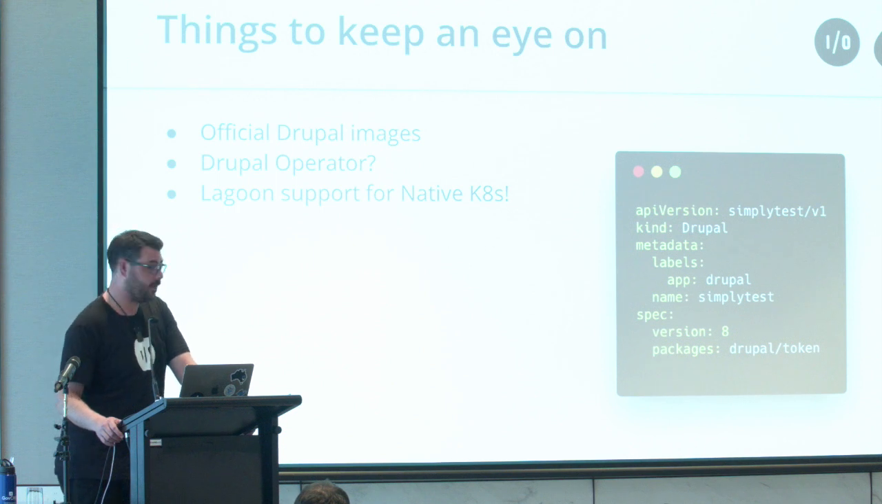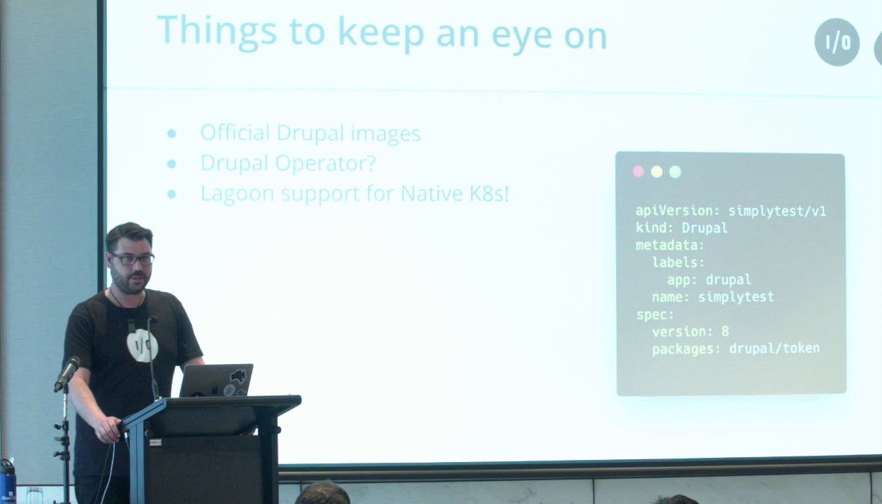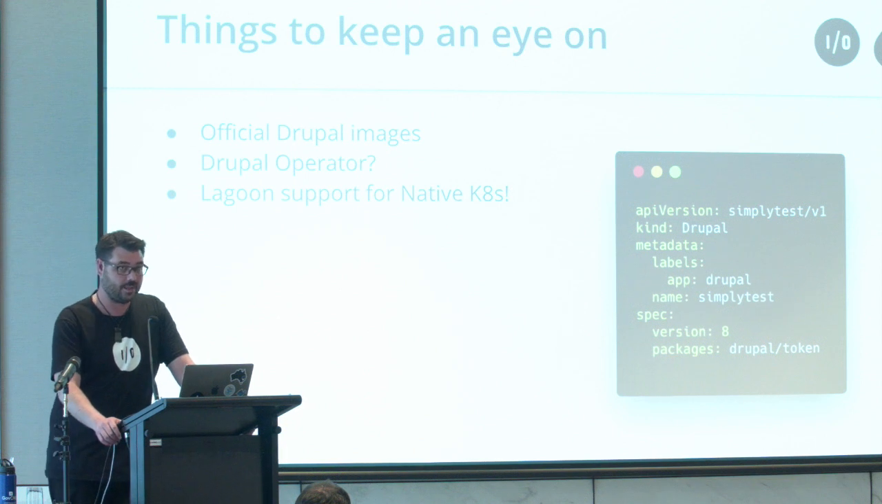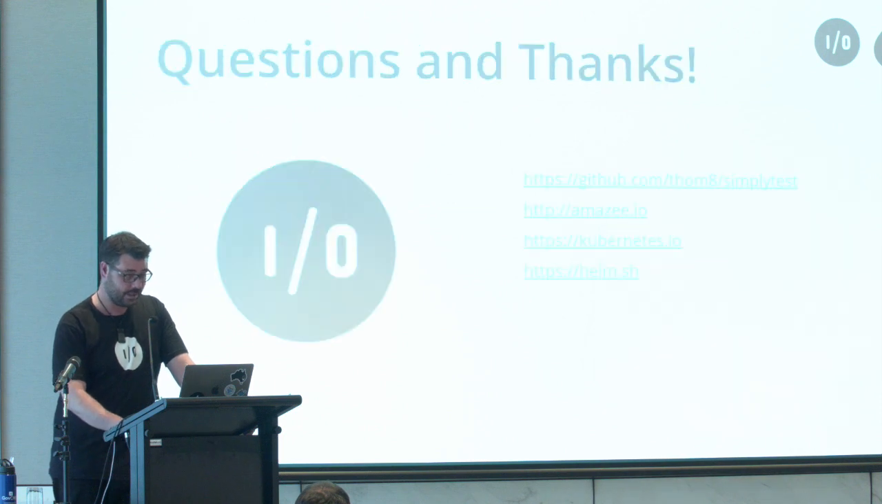And the last thing to look out for is Lagoon. Lagoon is an open source hosting platform that Amazee.io support, and we're currently in the process of adding native Kubernetes support. So please keep an eye out on that one as well. Cool. That's the talk, and thank you very much, guys.